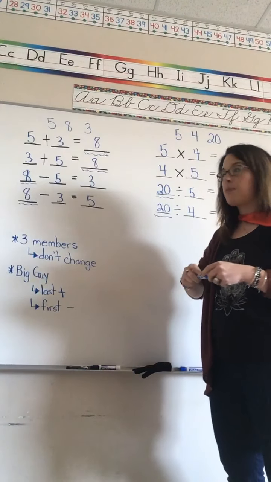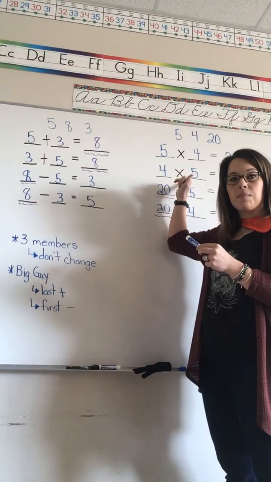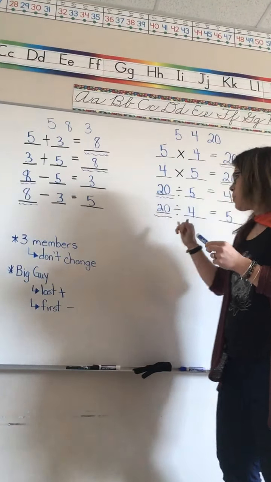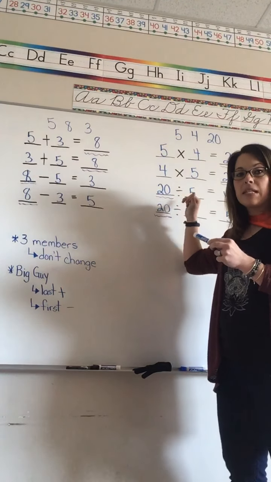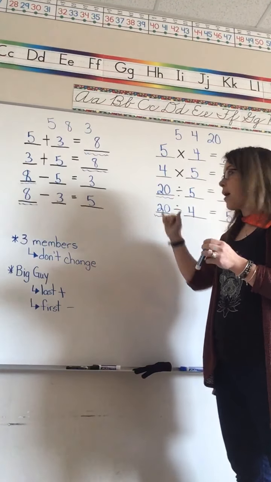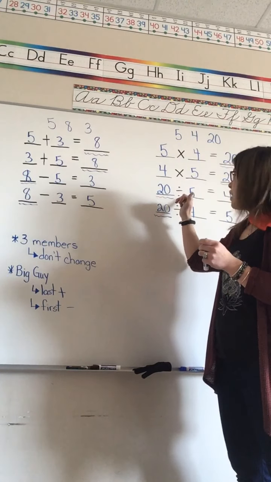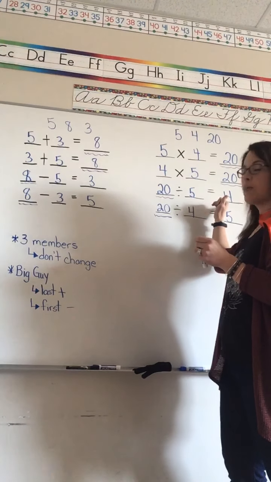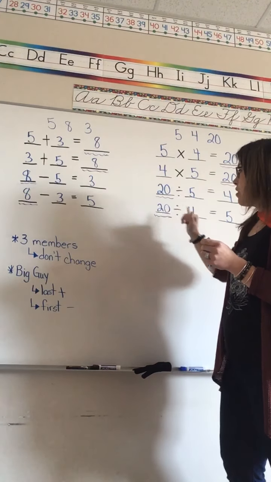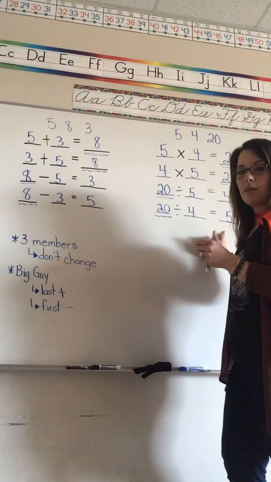When we multiplied, we said sometimes the multiplication can be said as groups of. Same as when we divide, but it would actually be said as shared by. So 20 shared by 5 would equal 4. 20 shared by 4 would equal 5.